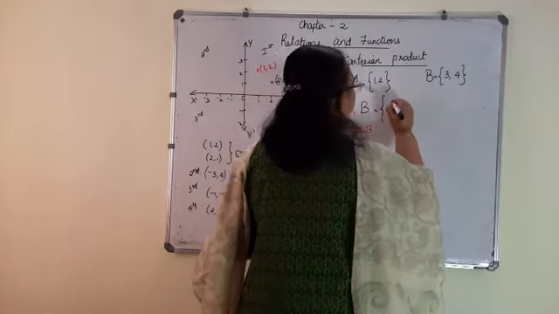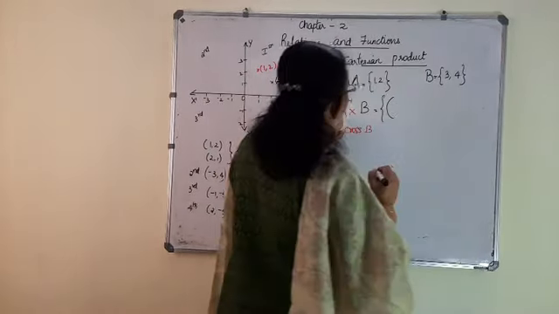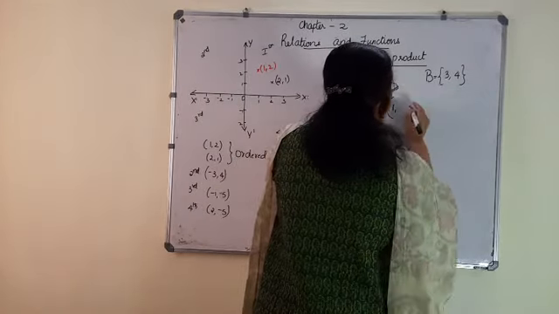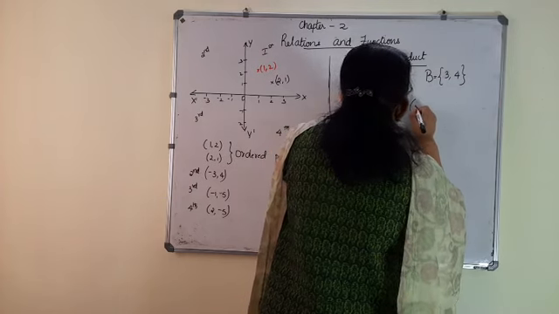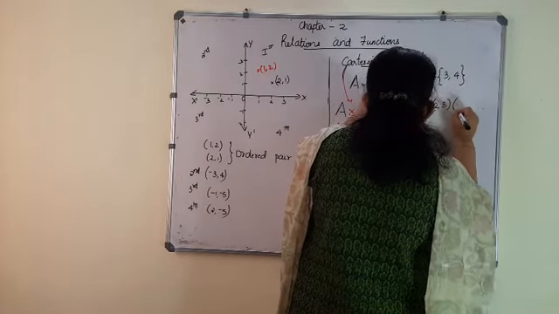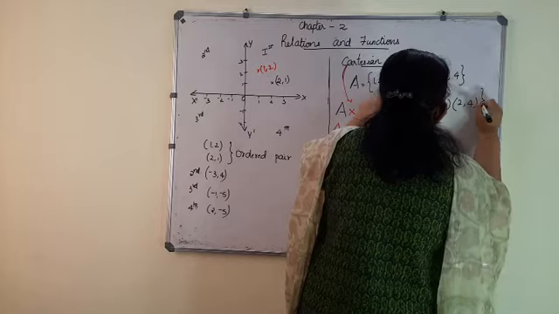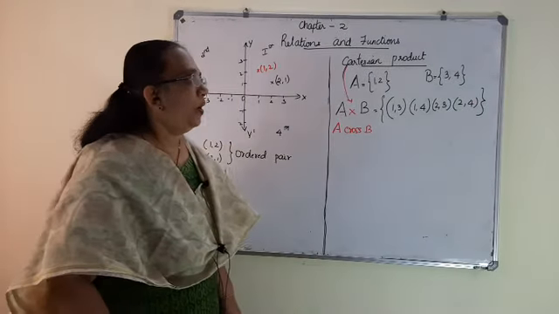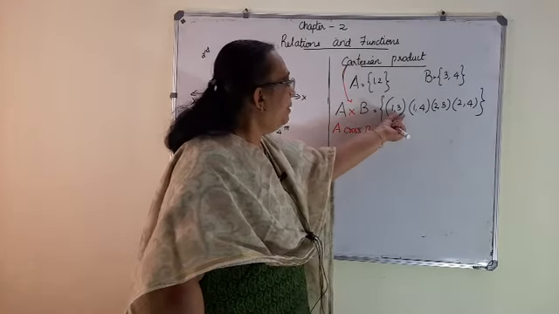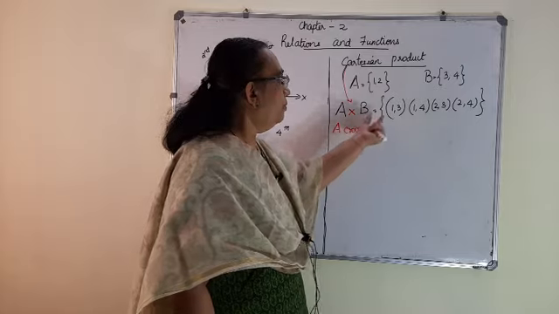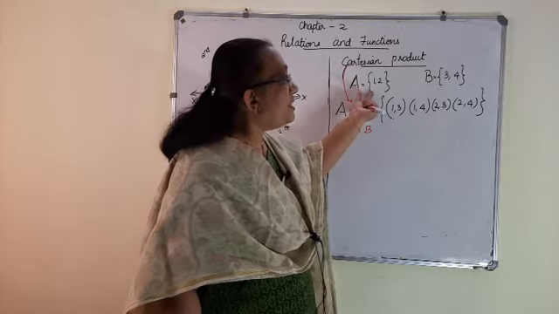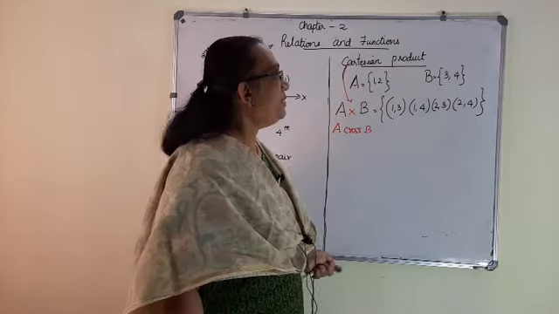Now, how do you get an ordered pair? Because A is the first set, the first element should be from the first set: (1, 3), then (1, 4), (2, 3), (2, 4). So, this is the Cartesian product of two sets A and B. The first element should be from the first set, the second element from the second set. Then you get the ordered pairs, and these are known as the Cartesian product of the two sets A and B.